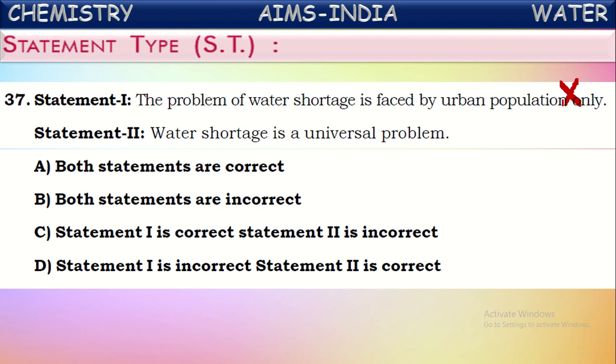Now see the next statement. Water shortage is a universal problem. Yes, it is correct. It is not for some people only. This water shortage is there for all the people over the whole world. So we can say it is one of the universal problems. It is correct. Statement 2 is correct, statement 1 is incorrect. That is the correct answer.